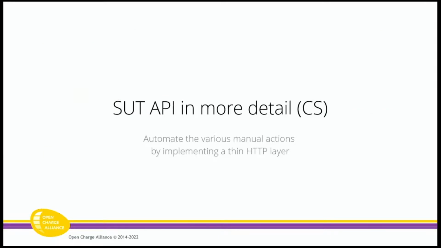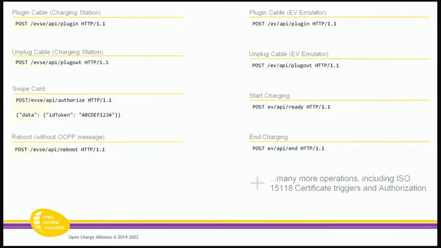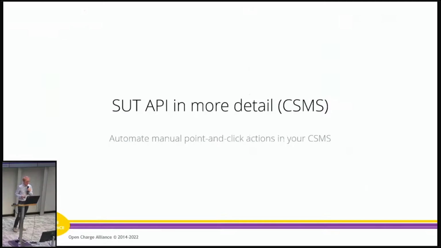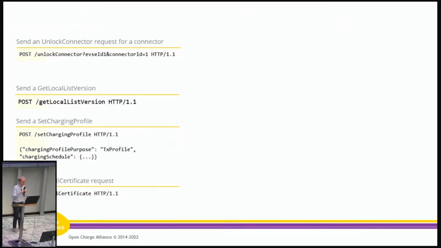The system under test API allows you to automate the various manual actions by implementing a thin HTTP layer. These are some examples. So you configure an endpoint that the tool will post HTTP requests to, things like plug in, plug out, authorize, reboot, things like this. It allows you to automate your charging station. For CSMS, same thing. This is used mostly to trigger messages, things that you would normally do by clicking somewhere in the user interface. You can do that this way.